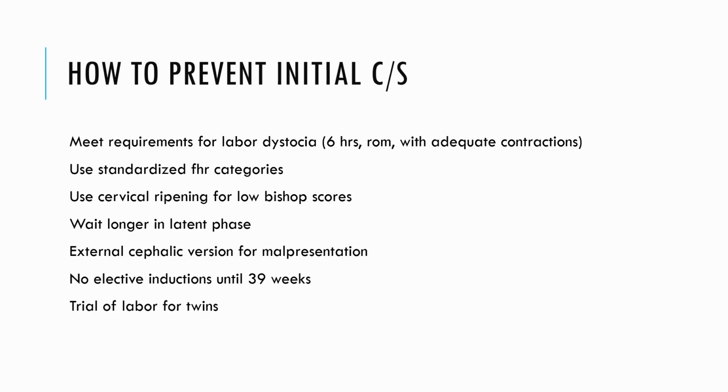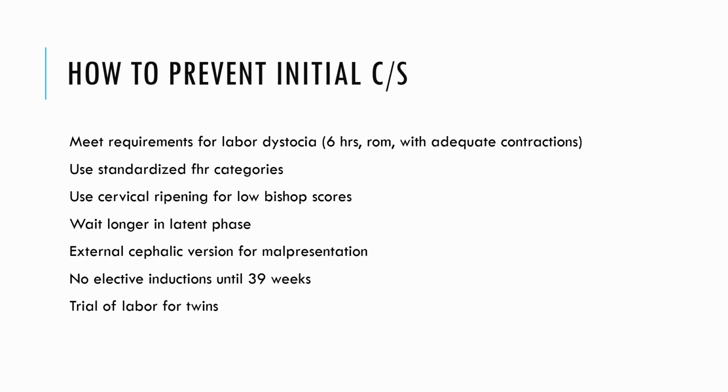About 30% of deliveries within the United States are performed via a C-section. It's been on the rise lately, but really it's not recommended as the ideal route for delivery. So what we should be doing is trying to prevent the initial C-section from ever happening. Some different things they found that can help get our C-section rates lower include the following.